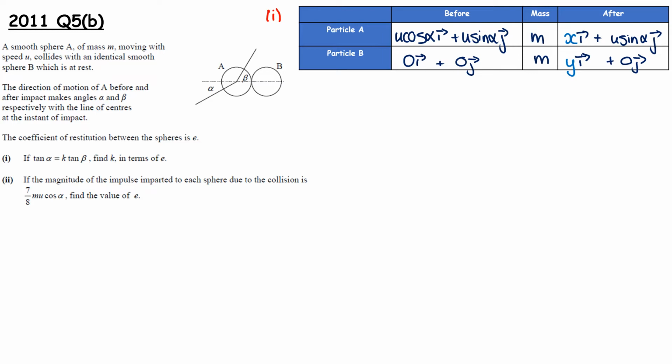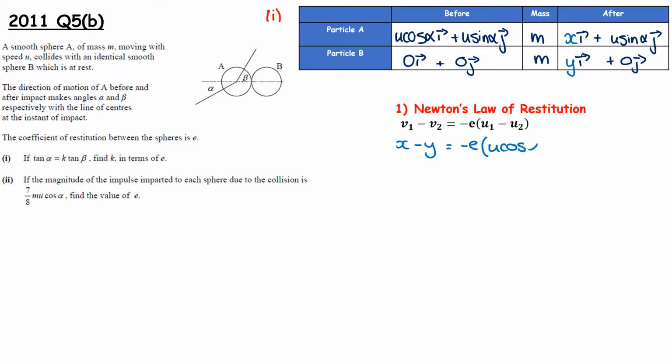Now I'm going to work first of all with Newton's law of restitution, which is v1 minus v2 is equal to minus e bracket u1 minus u2. So v1 minus v2 is going to be x minus y is equal to minus e times u cos alpha minus 0. So tidying that up, we get x minus y is equal to minus e u cos alpha.